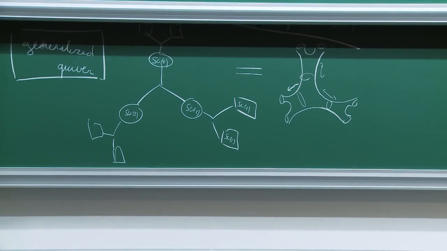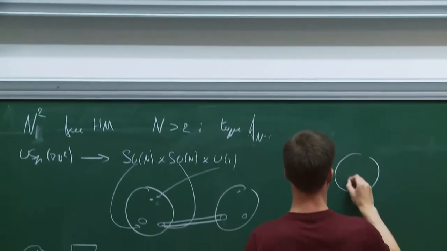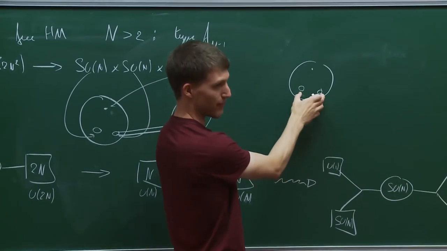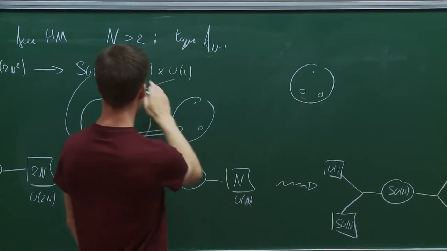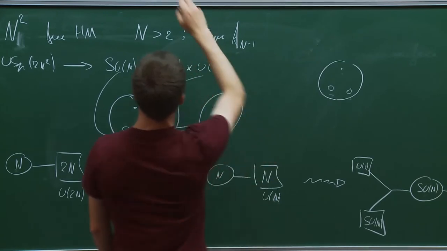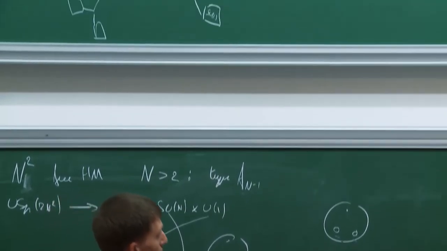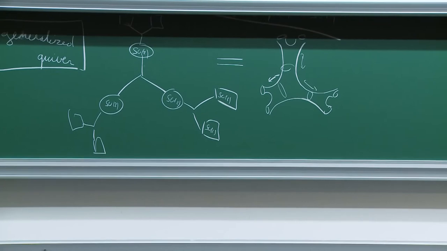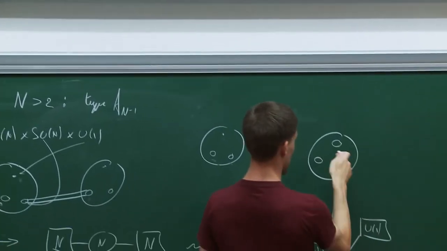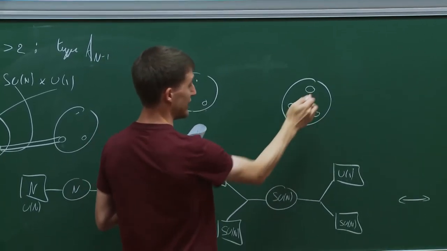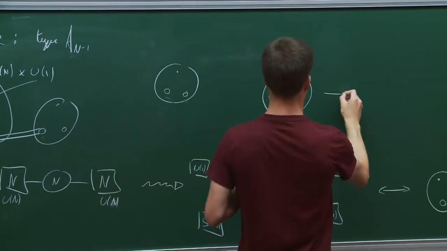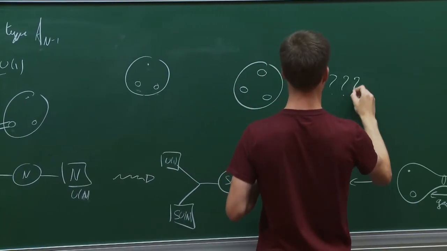The only ingredient I really have is this type of a sphere: two of what go under the name of maximal punctures, two punctures that carry an SUn flavor symmetry, and one puncture that carries a U1 flavor symmetry. If I would like to draw a quiver like that, I would really need a four-dimensional theory which I can associate to this object, where I have three maximal punctures. So, okay, which theory can we possibly assign to this?